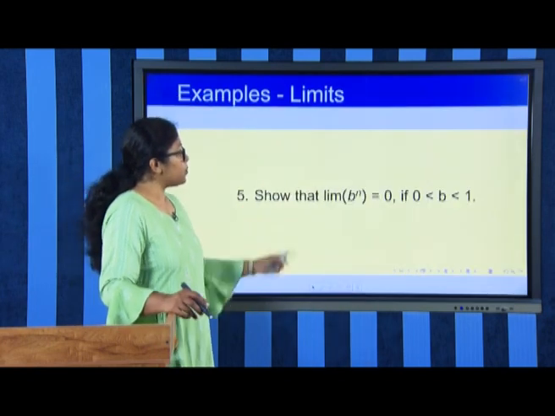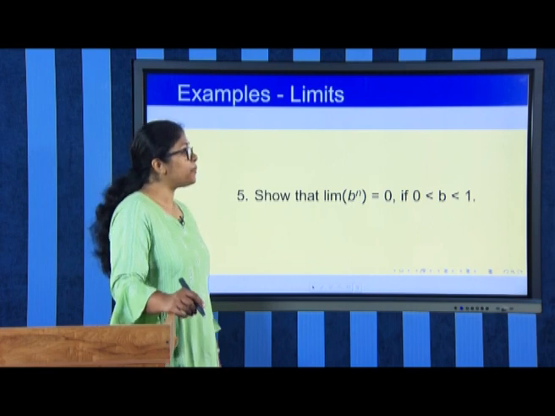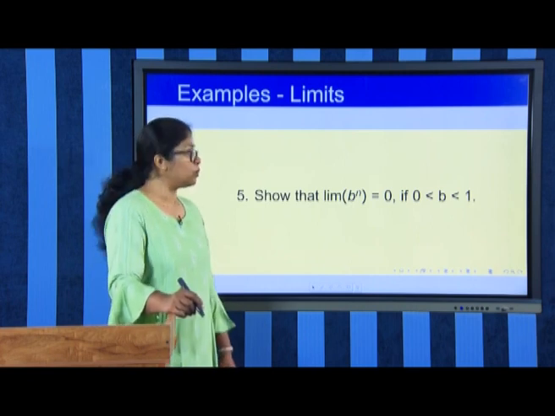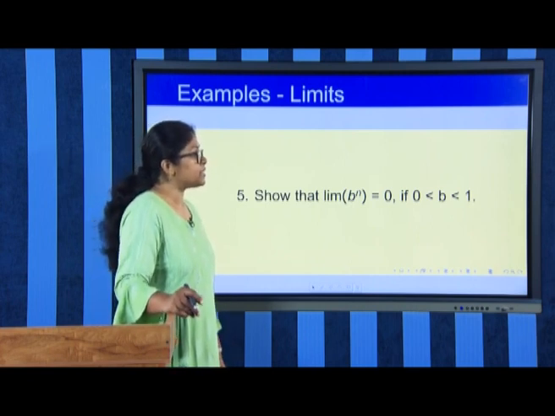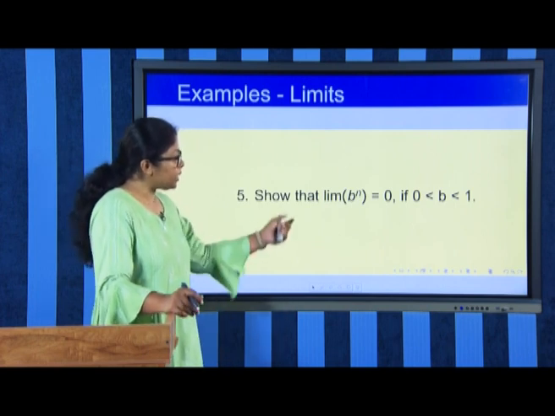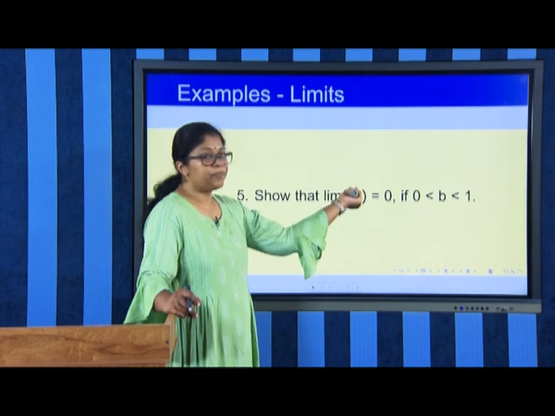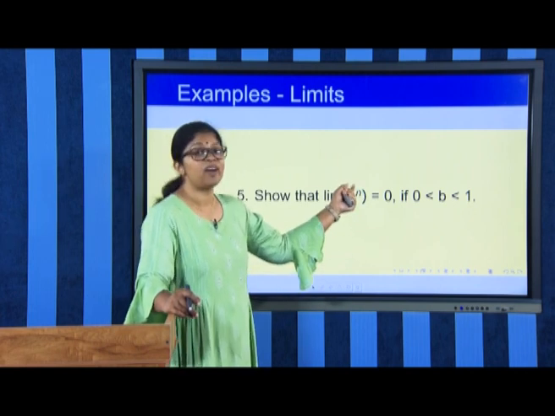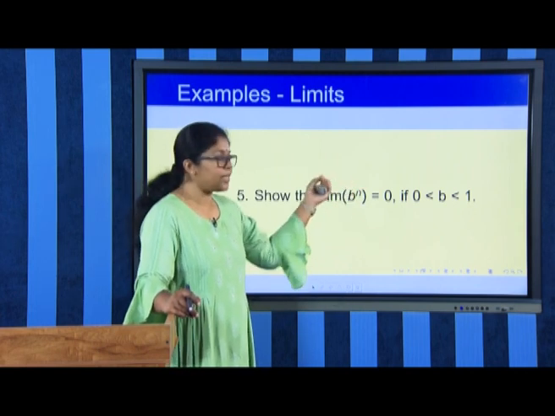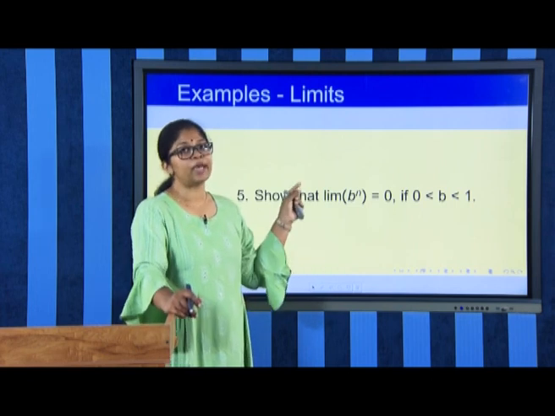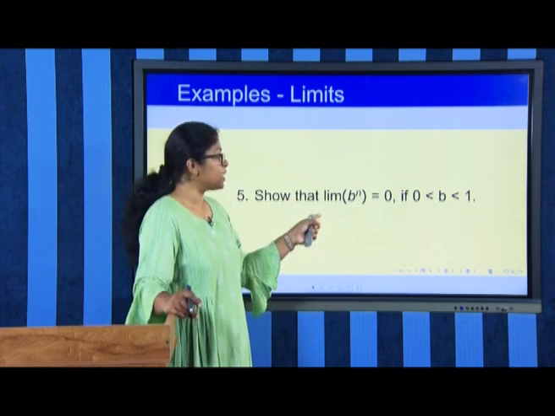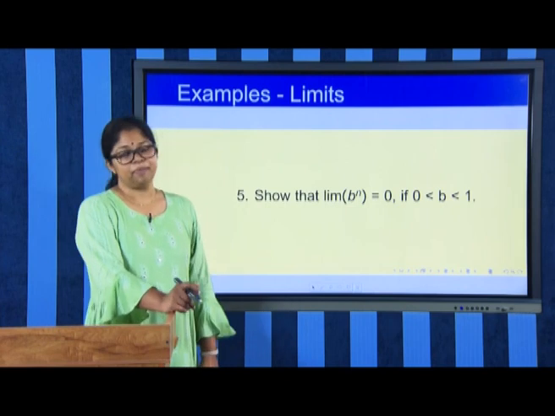And this last one: limit of b power n is equal to 0 if 0 is less than b less than 1. Here, if you closely examine, the n occurs as a power. So, we have to first bring it down to the base. We need to apply logarithm in this case and then find the limit.